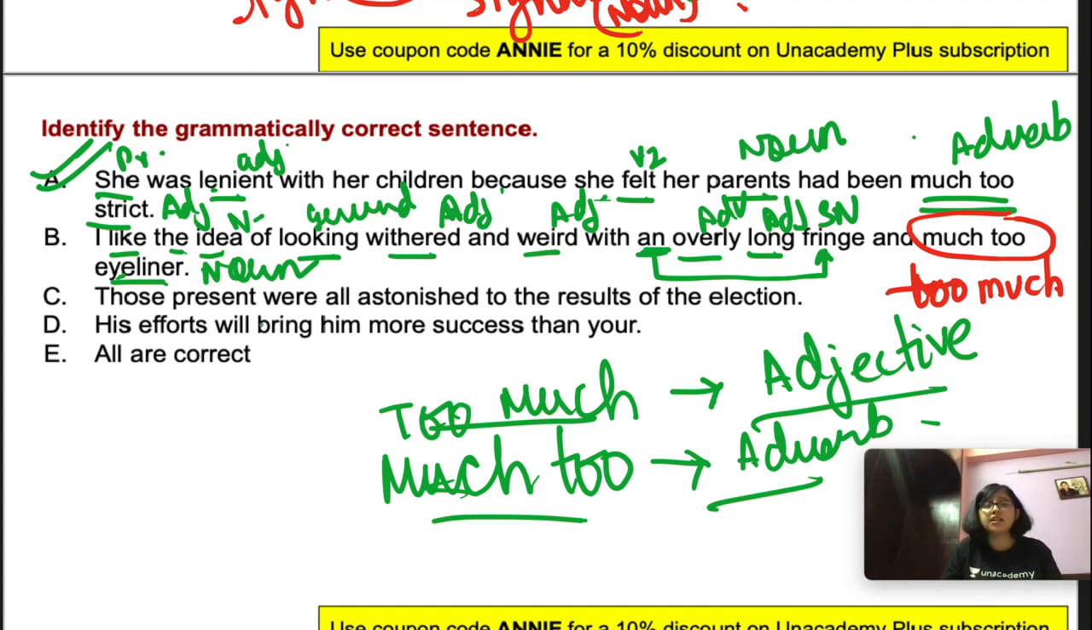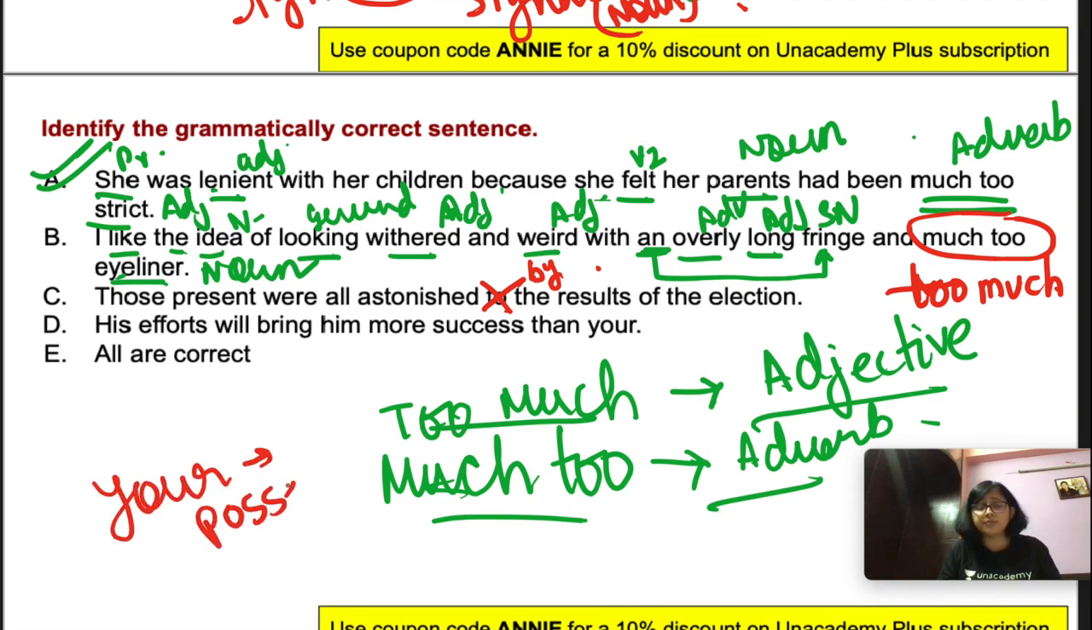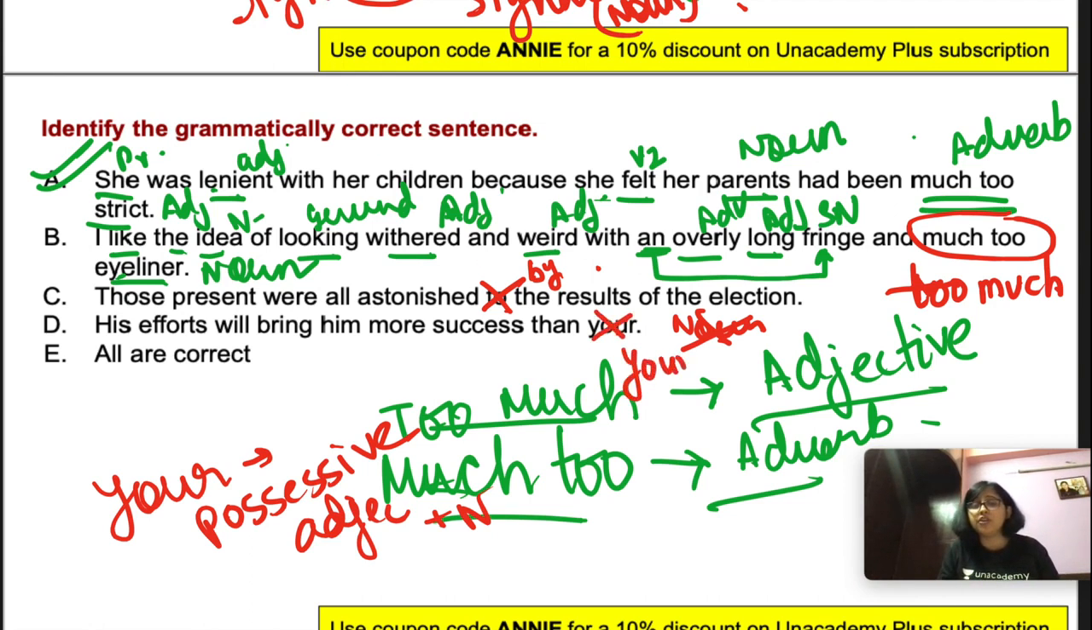Okay, next, those present were all astonished to the results of the election. Now, after astonished the usage of to is incorrect. Those present were all astonished by the results of the election. His efforts will bring him more success than your. Now your is what? Your is a possessive adjective, and possessive adjectives are followed by nouns, but here there is no noun present, so you need a possessive pronoun over here, not a possessive adjective. So here the correct word will be yours.